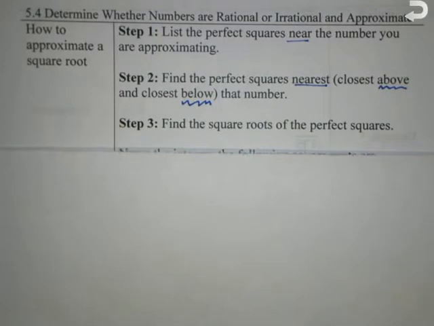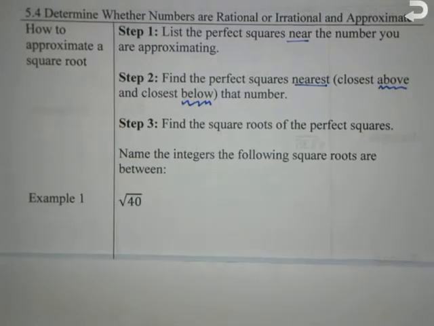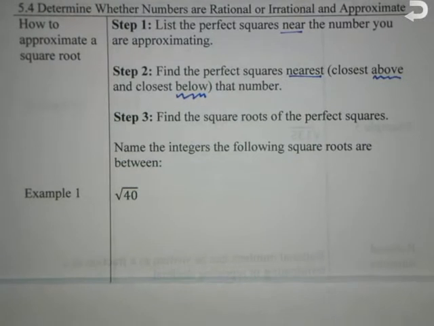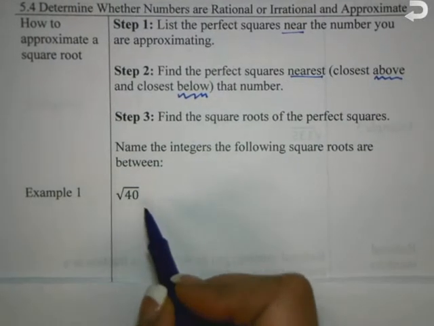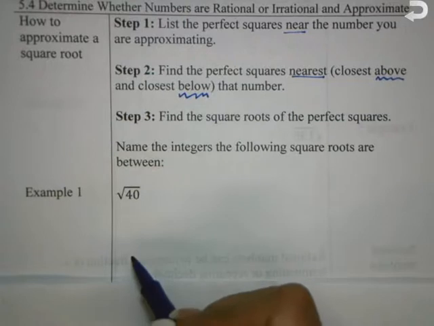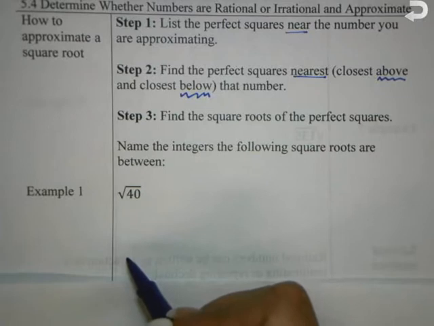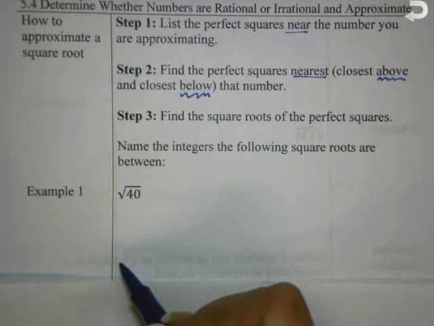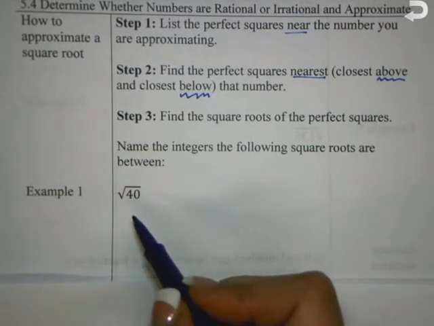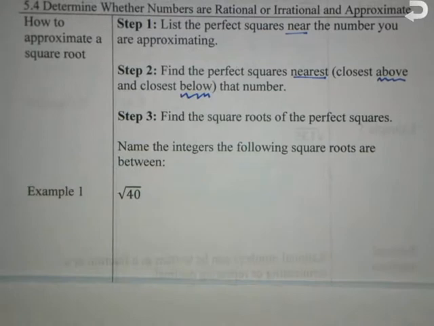All right. So example 1, we want to name the integers that the square root is in between. So, first of all, let's think about this. Square root of 40. Is 40 a perfect square? Are there 2 numbers that multiply by itself to get 40? No, right? How many of you were thinking 20 and 20? 20 times 20 gives me what? 400, not 40. Okay, so 40 is not a perfect square. So what we want to do is approximate it.